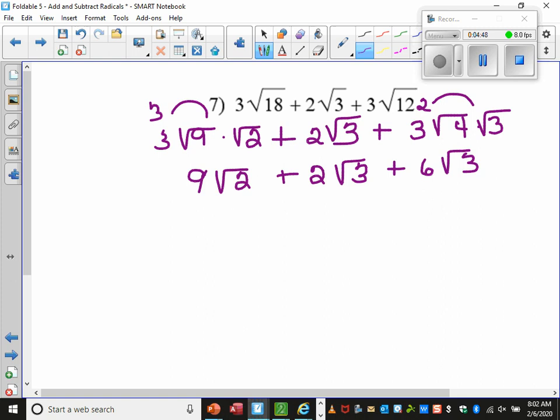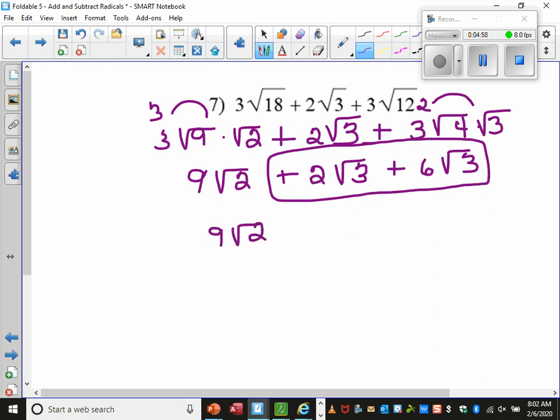So notice in this example, I only have 2 terms that are like terms. That would be these right here. So I'm just going to bring down the 9 rad 2. I'm going to add the ones that are alike, and that'll give me 8 rad 3. It doesn't matter which one you write first. So if you said 8 rad 3 plus 9 rad 2, that's fine.